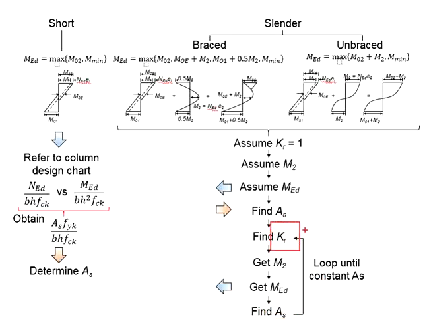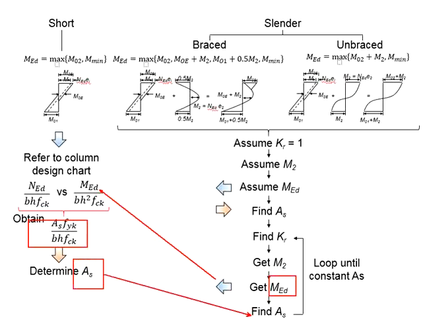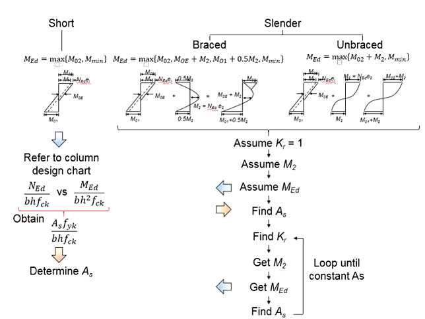Now, if you find the KR here is not the same as the one that you have assumed, that will lead you to another M2. Due to the change in the M2, it will give you the new MED. Use the new MED, substitute into the equations, get the result from the chart, and then find your AS. Go back to the AS required, and then adopt this AS back into the equations for the KR. See if the new KR is consistent with the previous KR.